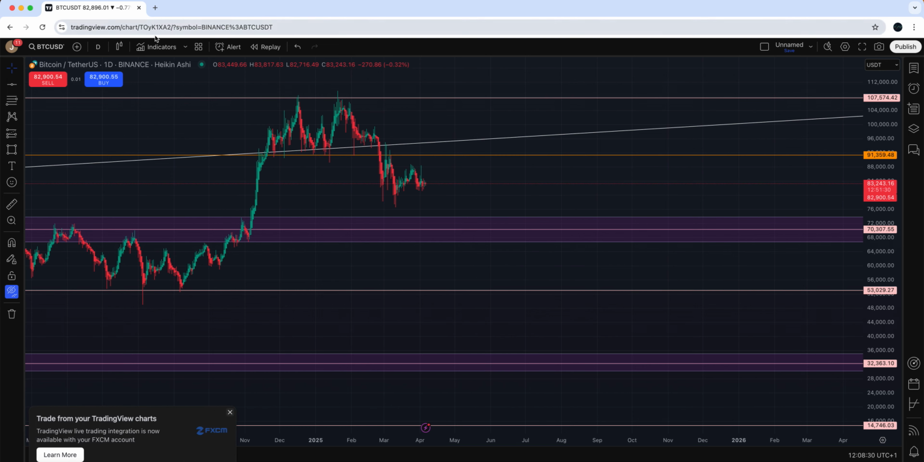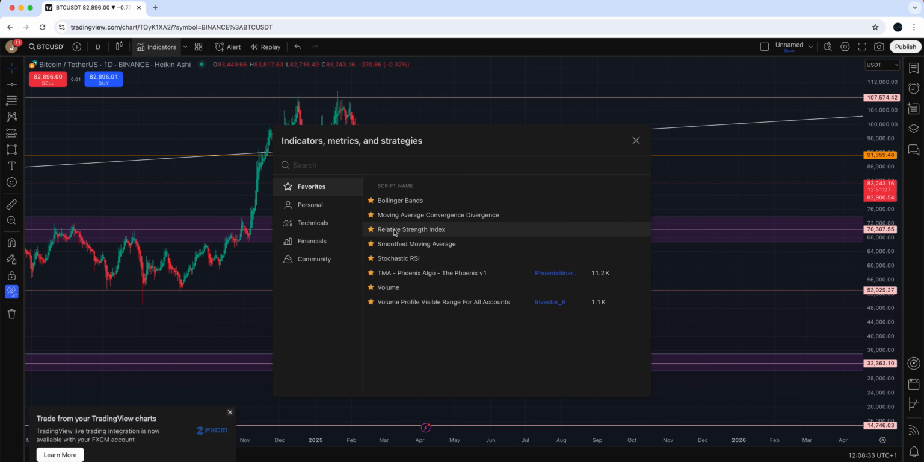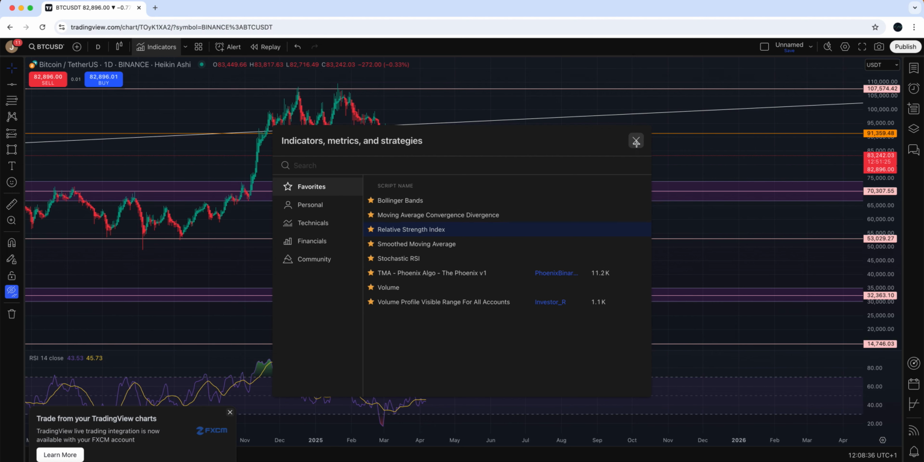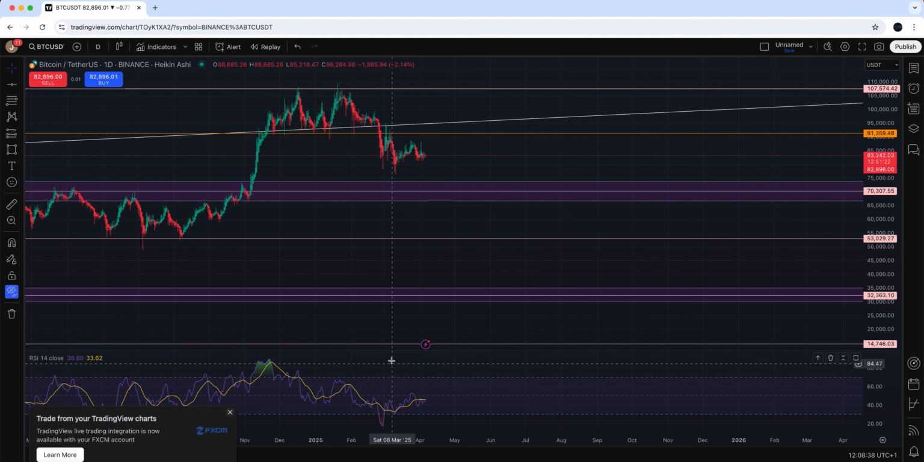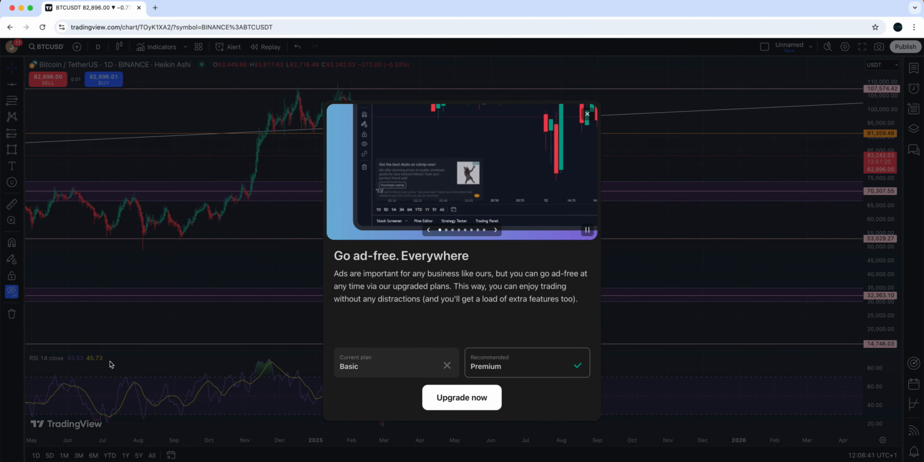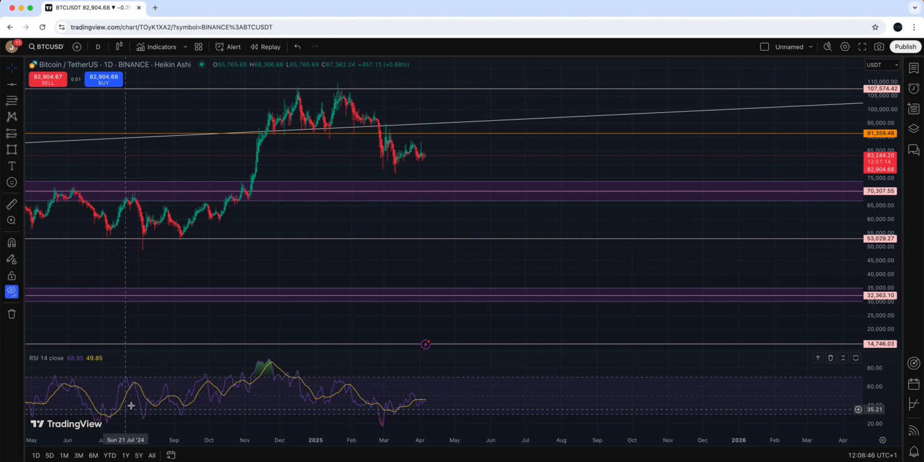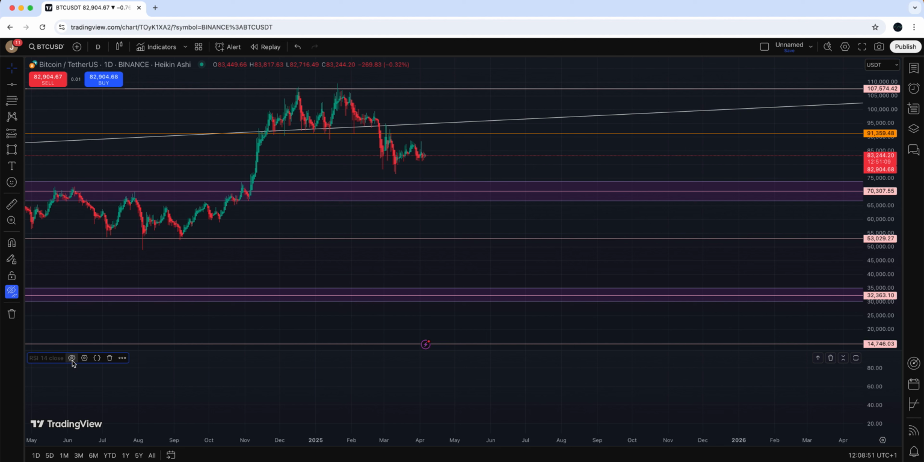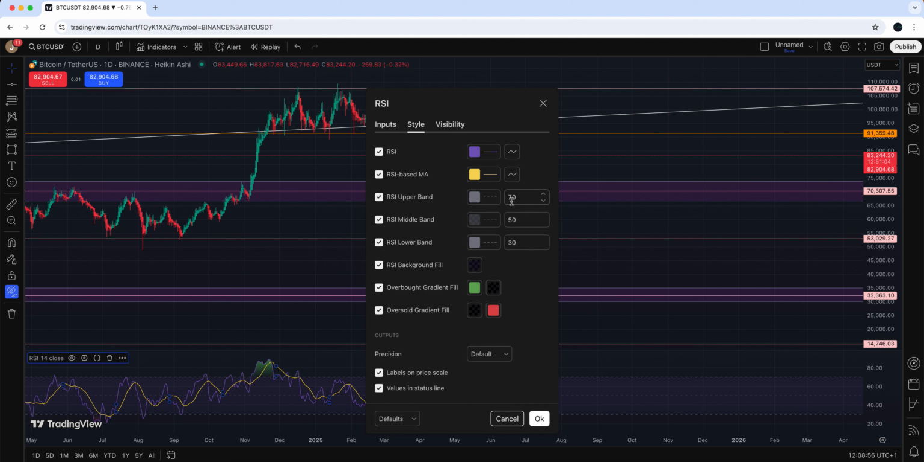If I just get a couple of the indicators that I use up, this RSI indicator, which sometimes I'm using a free version of TradingView. If I just click here and go to the settings, as you can see, it's standardly set at 70 and 30 for the upper and lower bands. I like to put mine at 80 and 20.